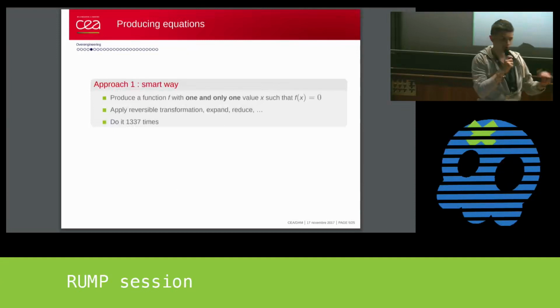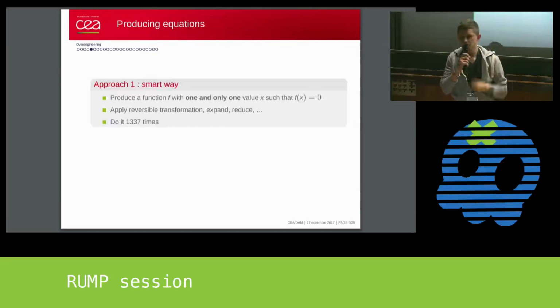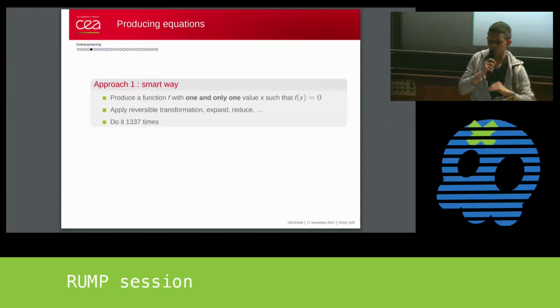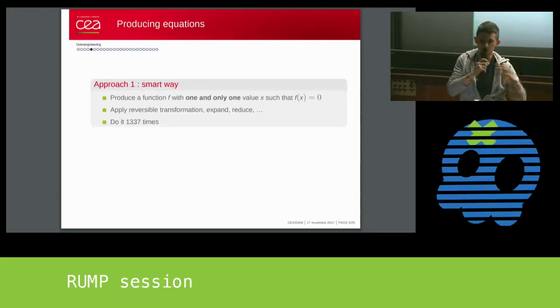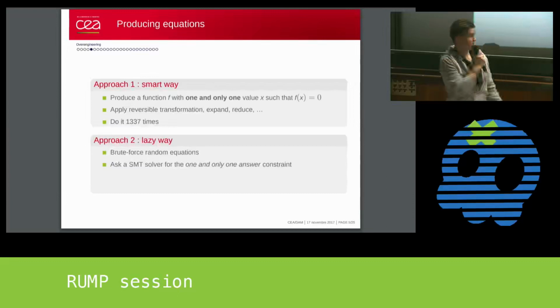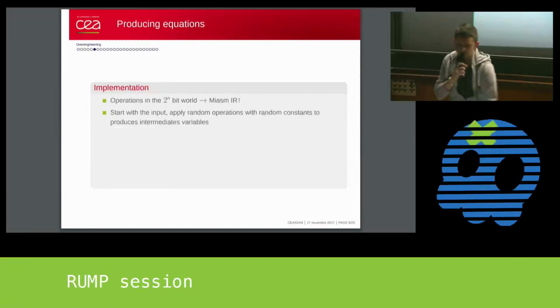So we first have to produce the equations. How to do that? The first approach is the smart way. We have to produce a function in a Galois field computation with one and only one value such that you can obtain a zero. We apply reversible transformations to it, mix it with expand XOR operations, etc., and do it several times. The approach that we took is the lazy way: you just brute force random equations and ask Z3 if there is the only-one-answer constraint. So let's do this, and the number of required tries.